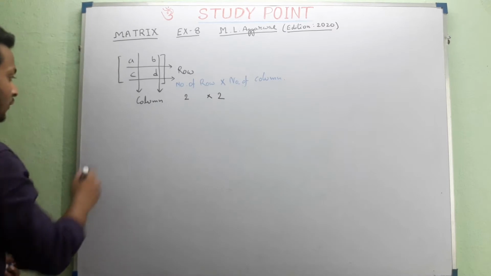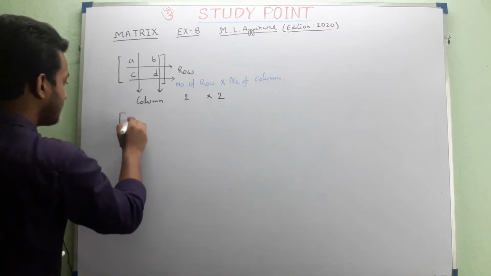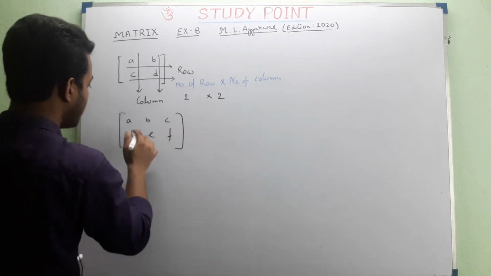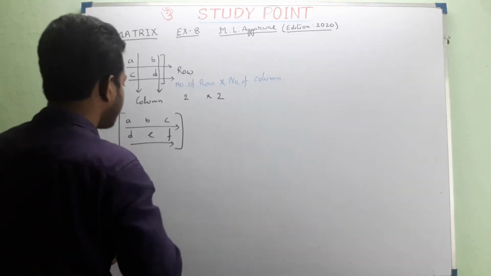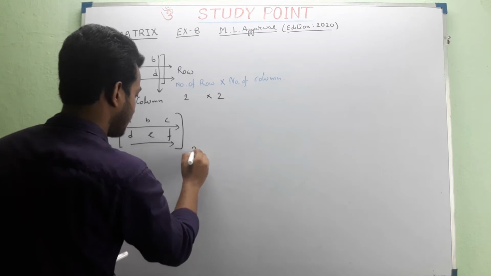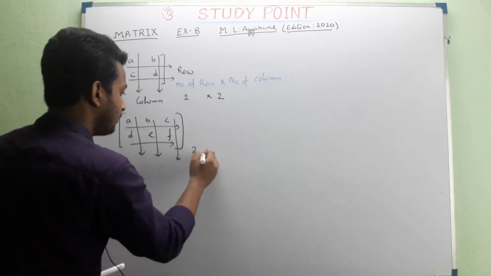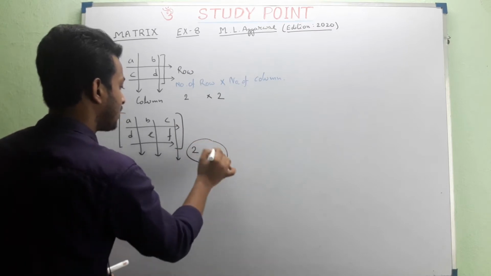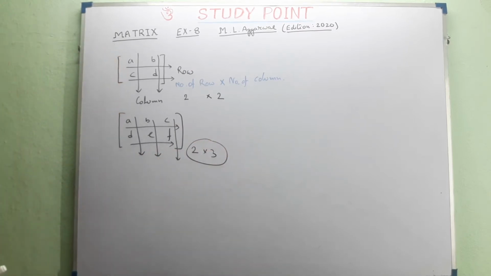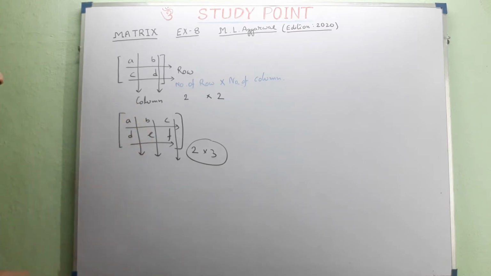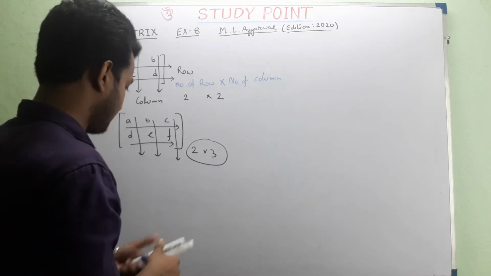Now let's have a look at another order. Suppose a, b, c, d, e, f. From here you can see there are 2 rows, so first it is 2, then there are 3 columns. So 2 by 3. This is the order of this particular matrix. Now we have to know some basic types of matrix before going to the exercise.